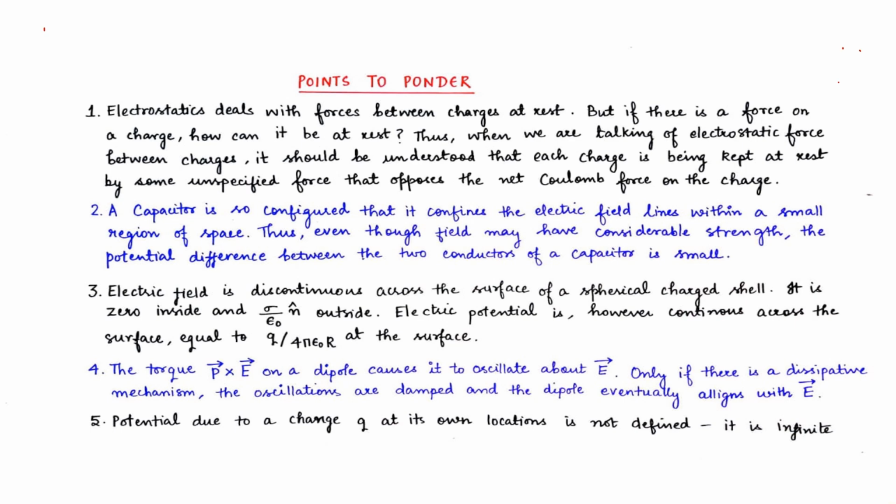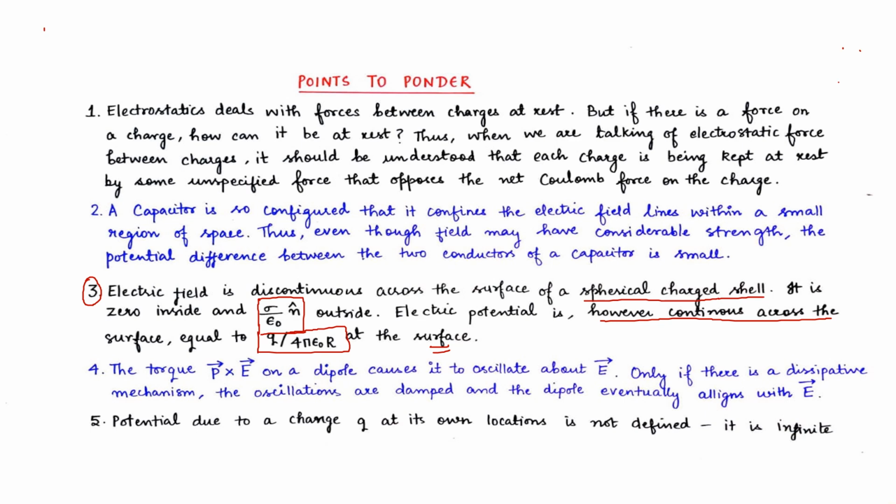Coming to the third point, it states that the electric field is discontinuous across the surface of a spherical charged shell. It is 0 inside and sigma upon epsilon naught into n cap outside. Electric potential is, however, continuous across the surface and equal to q upon 4 pi epsilon naught into r at the surface. So this point is extremely important.